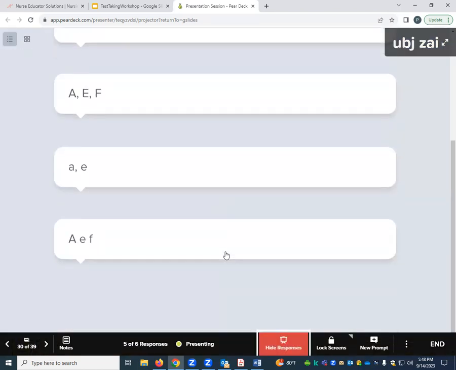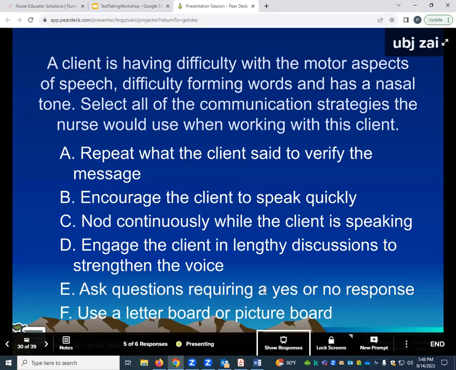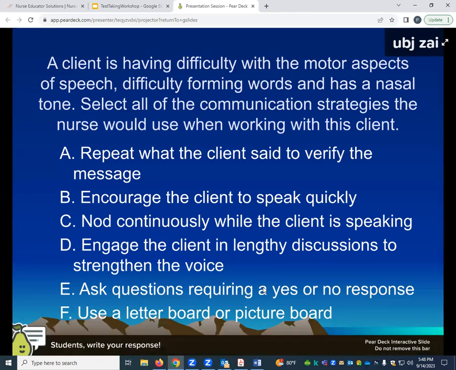I see AEF, AE, AEF. So somebody's going to get partial credit. So look at each option individually and then ask yourself, is it true or false as it relates to the question? Because it could be a true statement in a different situation, but not be true in this situation. So in this situation, should you repeat what the client said to verify the message? True. In this situation, should you encourage the client to speak quickly? False, because they're having difficulty forming words. That would be very frustrating for them.